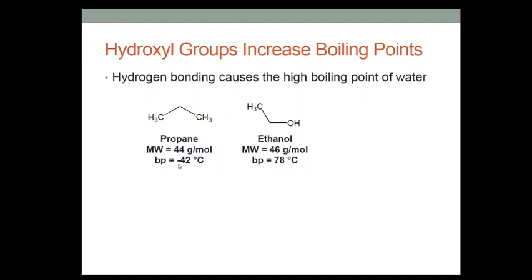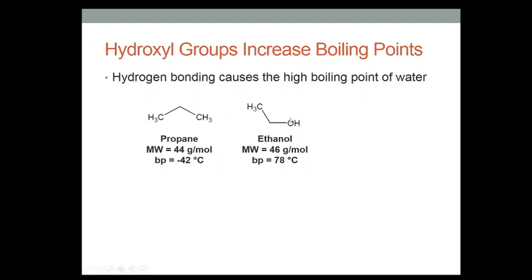However, the boiling points here are vastly different. The boiling point of propane is negative 42 degrees Celsius, and ethanol is positive 78 degrees Celsius. So what's going on here? Why are these two molecules, even though they are of similar molecular weights, so dramatically different in boiling point when the rule of thumb says that they should have very similar boiling points? Well, if you look at the two molecules, you'll see one big difference.